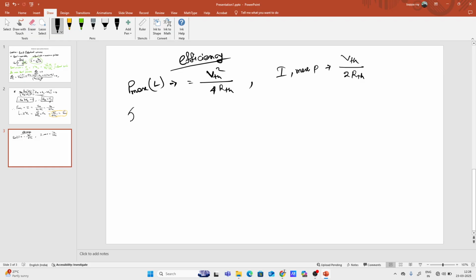So source power, simple V into I. So here will be VTH into I. Okay, so how much it will come? VTH square by 2 RTH. Okay, VTH into I, calculating by multiplying with this current. So now we can calculate efficiency.